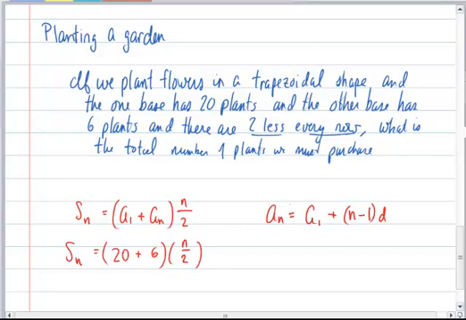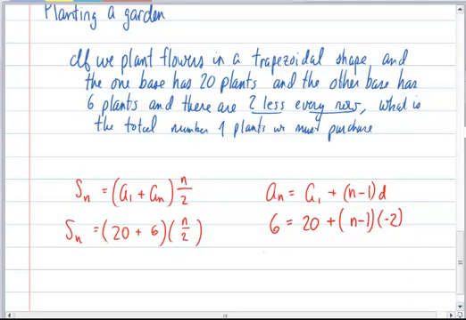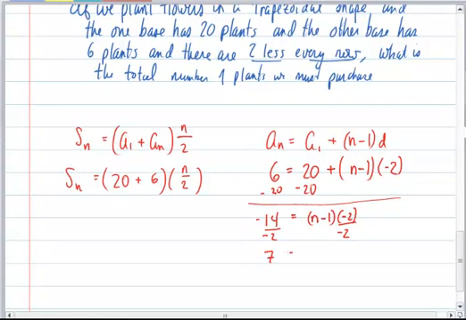And I know my amount in the last row was 20. In the last row, sorry, it was 6. In the first row, I had 20. And I don't know the number of rows, but I know the difference value was 2. Make sure you put in -2 for this. And now when you solve, you would subtract 20 first. And you would get -14 is equal to n minus 1 times negative 2. You would then divide by the negative 2 on both sides, and you would have 7 equals n minus 1, and then n equals 8. So that has to be the number of rows.